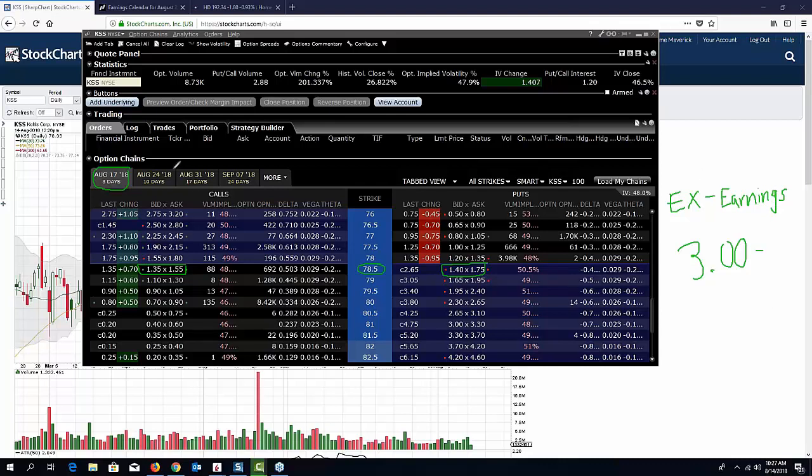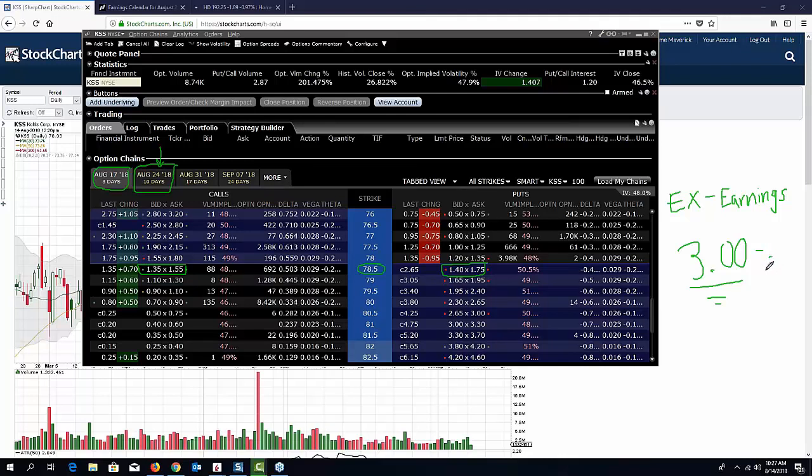Do you think that next week this will be more expensive than $3 going into that? In other words, this one has 3 days to expiration. If we were to look at this next week before Kohl's reports their earnings, do you think it's going to be going for more than $3? Well, my guess is yes, right?